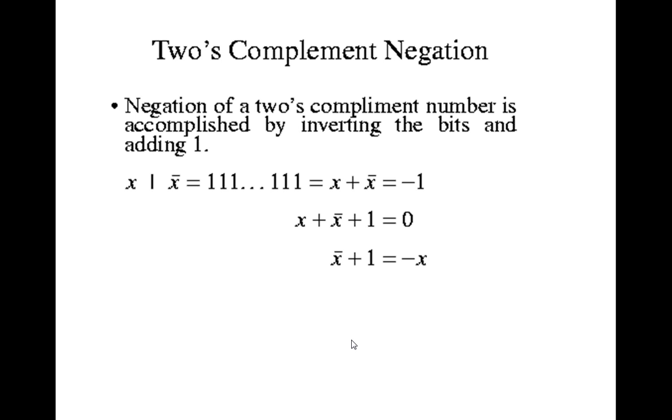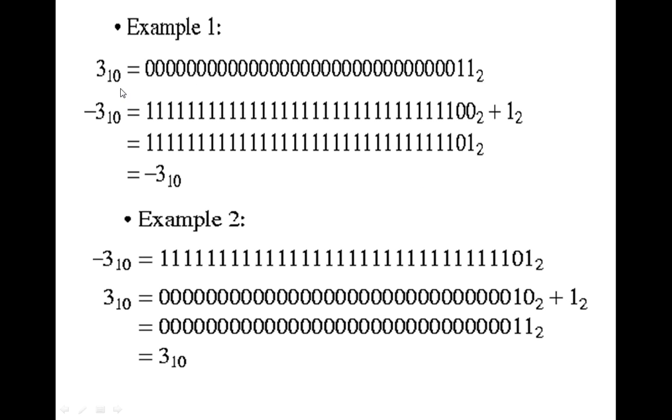Negation means how we can convert the bits of one form to another form. This says negation of a 2's complement number is accomplished by inverting the bits and then adding 1. Inverting the bits means changing the bits from 0 to 1 and 1 to 0, and then adding the number 1. This is the example. This is 310. The output is 0 1 1, but we have to add the leading zeros, and minus 310 is 1 1 1 1 0 1.